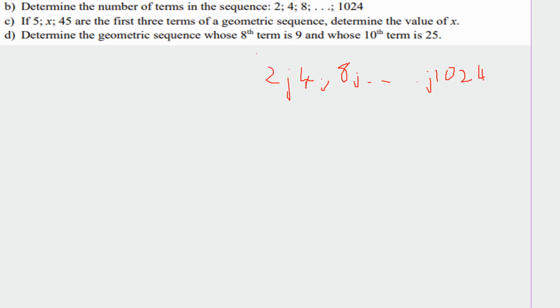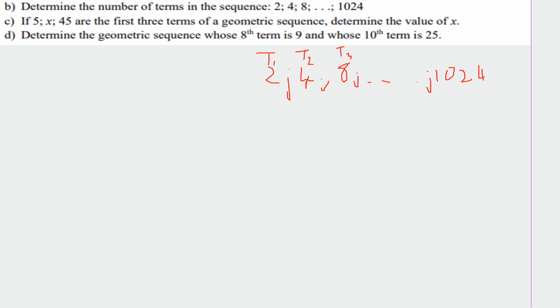So we know 2 is the first term of the sequence, 4 is the second term, and now 8 is the third term. So basically, what I will advise you to do, every time you are given a sequence that does not specify whether it is a geometric sequence or an arithmetic sequence, is to first check whether it is an arithmetic sequence, because it's easy to do that.